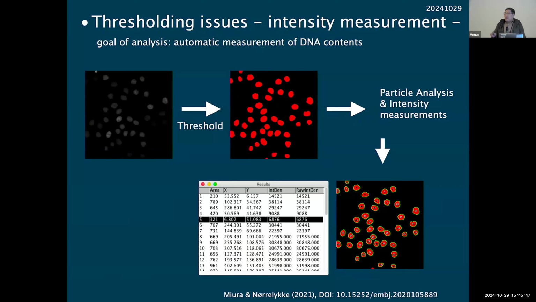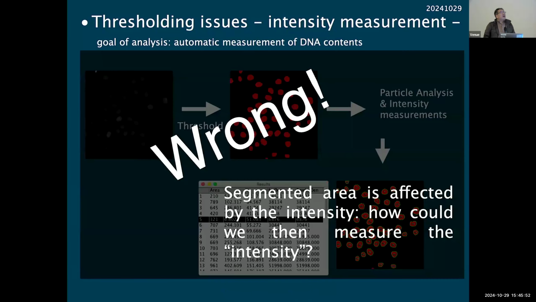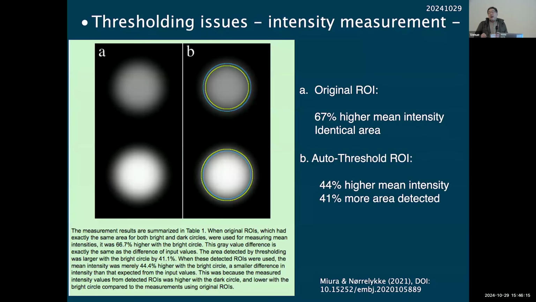Okay. I mean, probably many of you do this. But this is wrong. Yeah? This is wrong. Because the segmented area is affected by the intensity. How could we then measure the intensity properly, right? So I know some of you feel really frustrated because you've done it and wrote a paper or something. But there has been a lot of controversy.